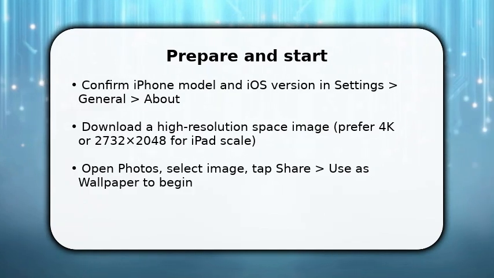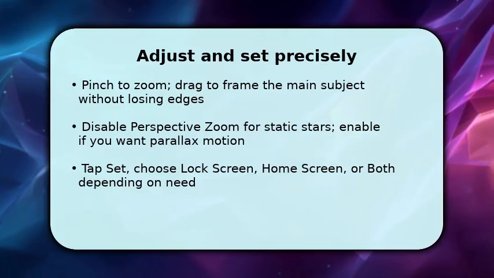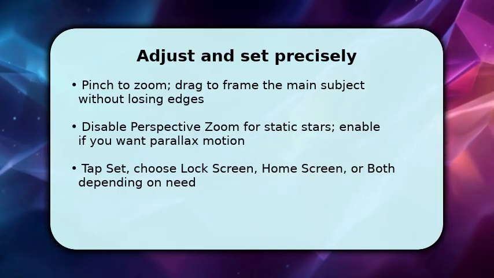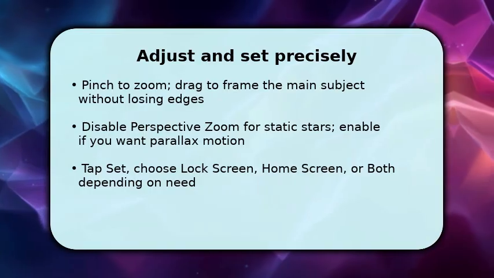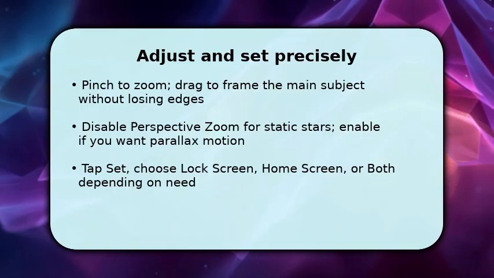You now focus on framing and motion. Pinch to zoom and drag the image so the primary nebula or planet is centered and no important details are cut off. Small shifts change composition dramatically. Make sure to decide on perspective zoom: turn it off to keep stars steady, or enable it for subtle parallax when you tilt the phone.